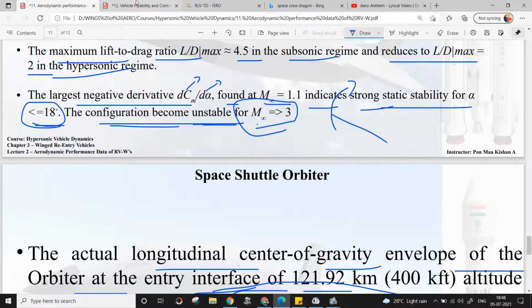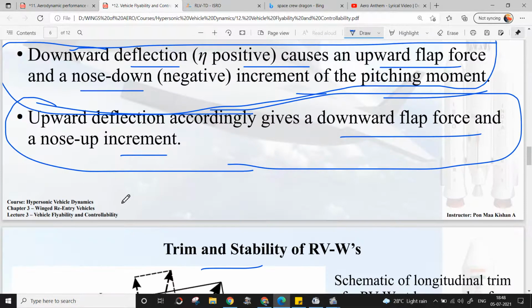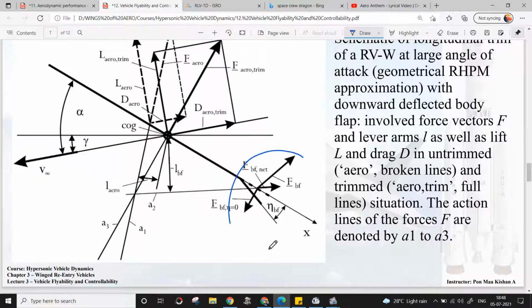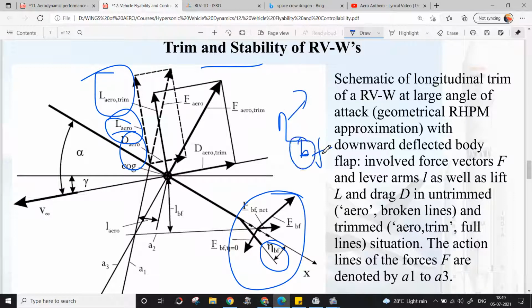Okay. So these two are the important factors playing in the stability and control of the vehicle. That's what they explained over here also. The same force and moment diagram is explained: a lift force before trimming and lift and drag forces after trim condition. Okay, stability. So stability can be obtained by eta BF. Eta BF means deflection angle of body flap. So the body flap can be deflected downwards, and we can trim the re-entry vehicle with wing configurations.